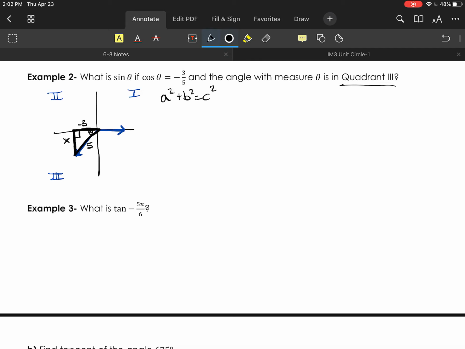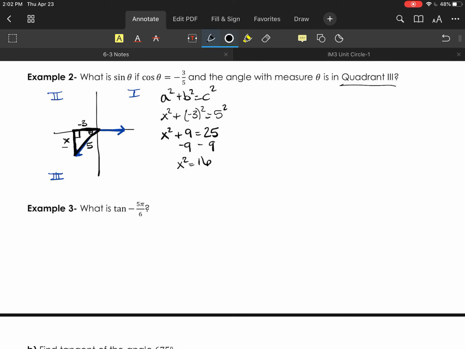So a squared plus b squared equals c squared. What I'm going to do here is pick one of the sides to label A, one of the sides to label B, and make my hypotenuse C. So I'll say, here's x, so x squared plus my other leg is -3, so -3 squared equals my hypotenuse, which is 5 squared. To simplify that, I have x squared plus -3 times -3 is 9. 5 times 5 is 25.